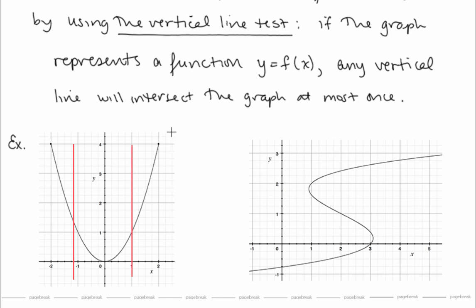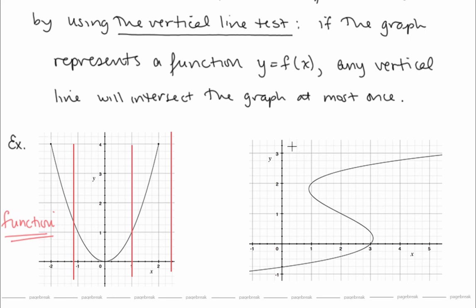If we have x equals 2.5 as our vertical line, it's not going to hit the graph at all here, but that's okay. It says any vertical line will intersect the graph at most once. This ensures that for each x value, there's only one y value. And that's what we have here. So this graph represents a function.